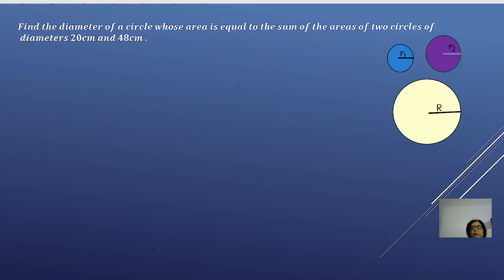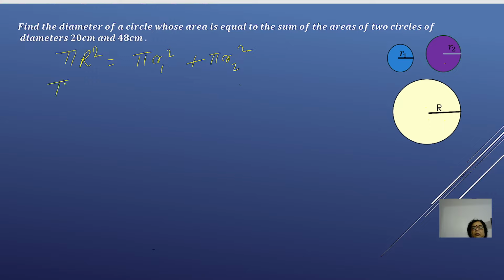And the third one, we need to find out its diameter. So let us take the third one has the radius capital R, and these R1 and R2. Why so? Because the question says that this circle is obviously the bigger one, as the area of this one is equal to sum of the areas of these two circles. So we can write down the formula this way: pi R square is equal to pi r1 square plus pi r2 square. This is the condition given in the question.